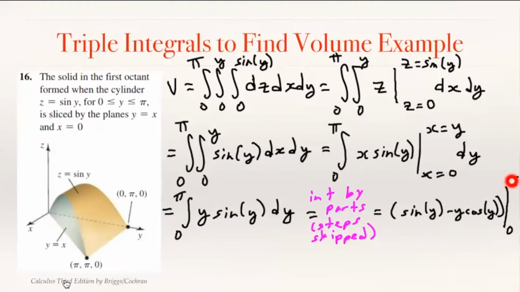At pi, plugging in, we have 0 minus pi times -1. And plugging in 0, we have 0 minus 0, goes away. So we wind up with a total answer of pi.